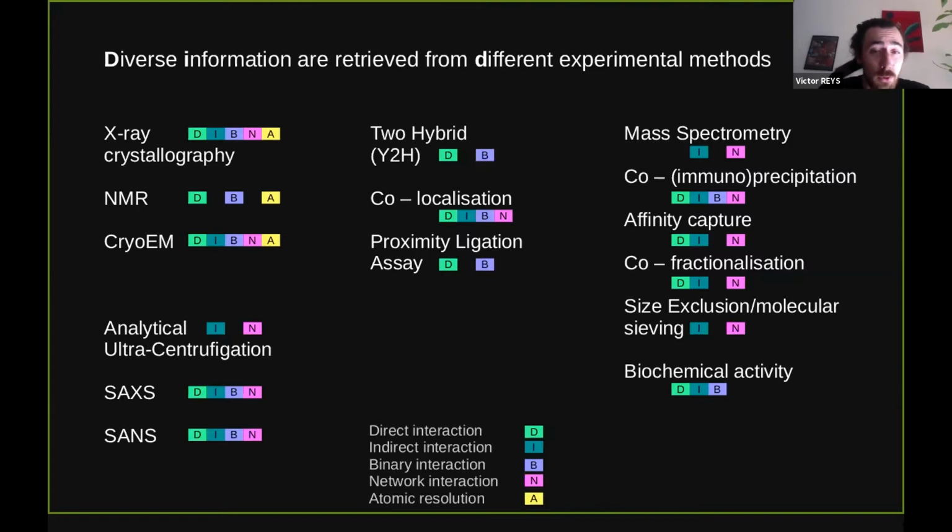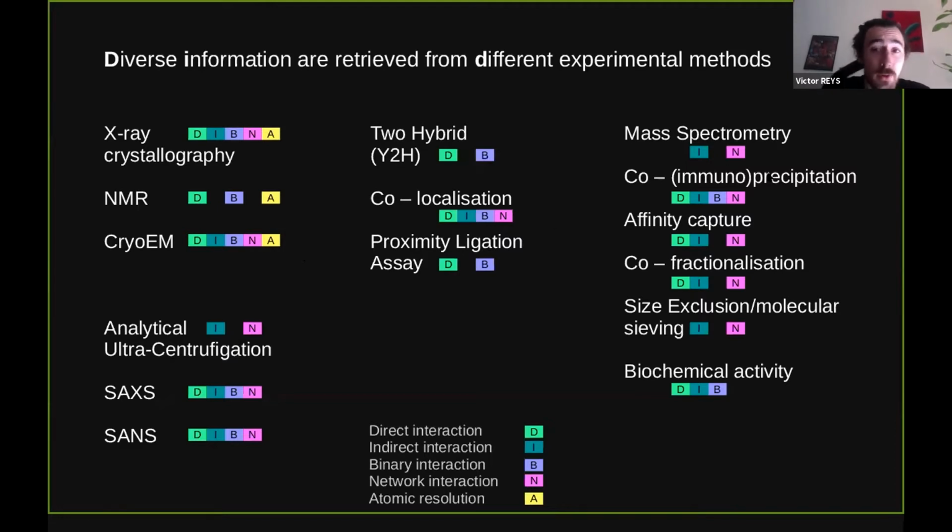If we take a deeper look at the different methods that can bring us information on protein-protein interaction, on the left, we have the methods that can bring us information at atomic resolution, for example X-ray crystallography, NMR, cryo-EM. We also have analytical ultracentrifugation and SAXS. We have the two-hybrid assay, which is specialized in binary interactions. And we also have colocalization and the proximity ligation assay.